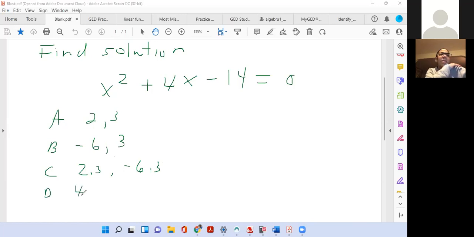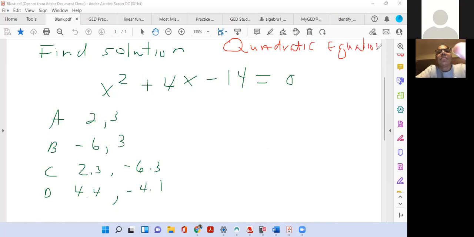So now, minus 4.1. Yes. So what type of problem is this? Does anybody know? Always start with what you know. What type of problem is this? Is it quadratic? Yes. So that's the first thing. This is a quadratic equation. Now, there are 3 ways you can solve this. You can solve it by factoring. You can solve it using the quadratic formula.